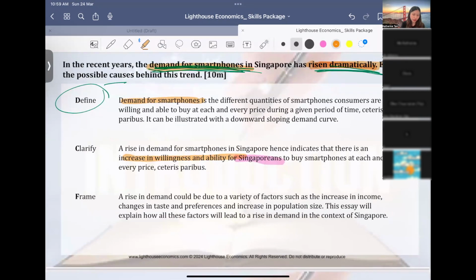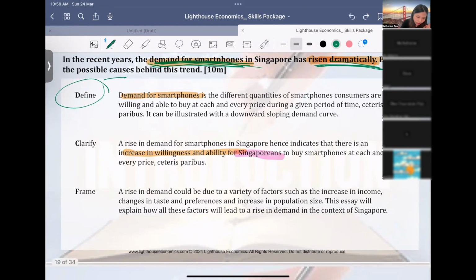You need to tell me that the rise in demand could be due to a variety of factors such as, in your essay, your point one, P1, is going to be increase in income. Your point two will be taste and preferences. And your point three will be population size. Then you tell me this essay will explain how all these factors will lead to an increase in demand. So understand, right? Define key terms, clarify.